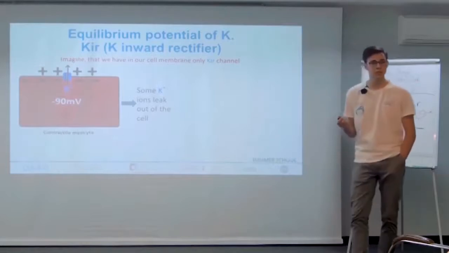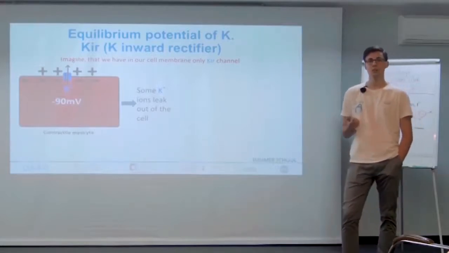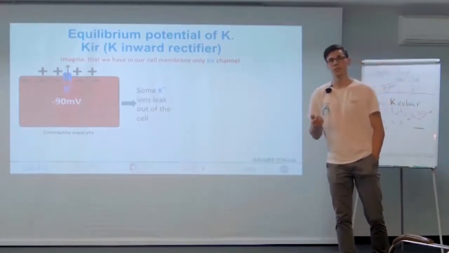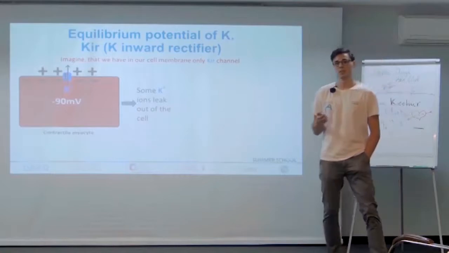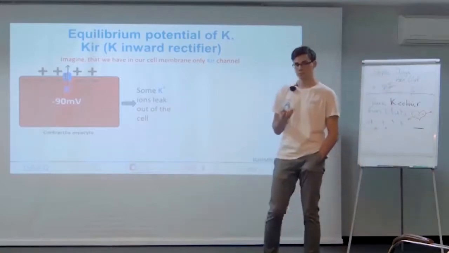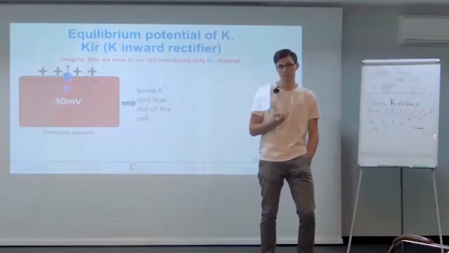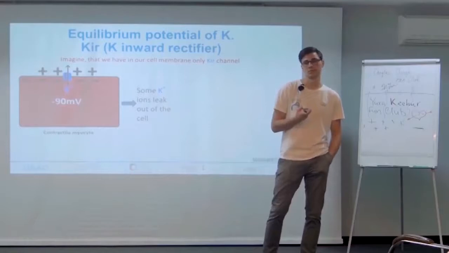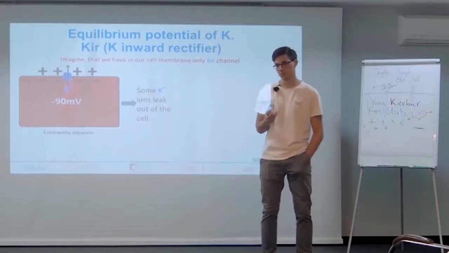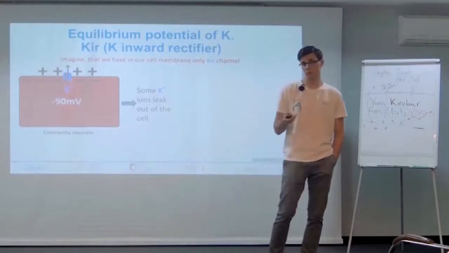And the electrical gradient increases. Why increase? Because we increase the difference across the membrane: potassium goes out, right? So outside of the cell is more positive, and inside the cell it's less negative.